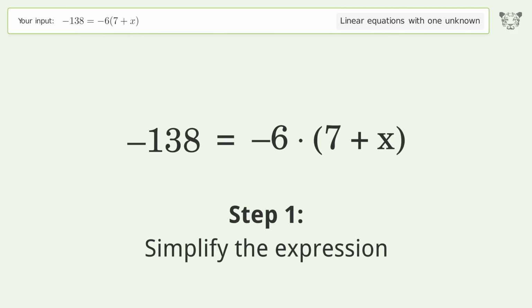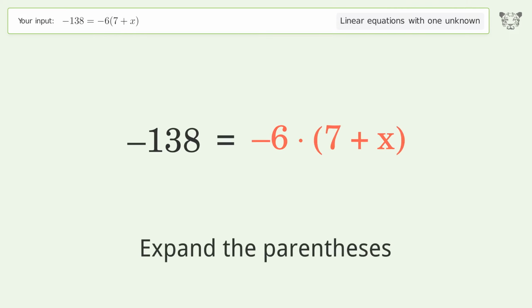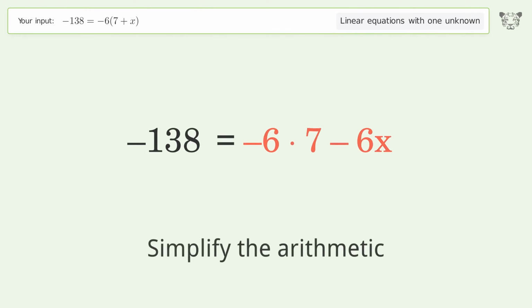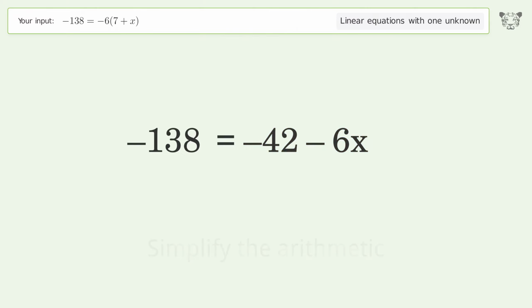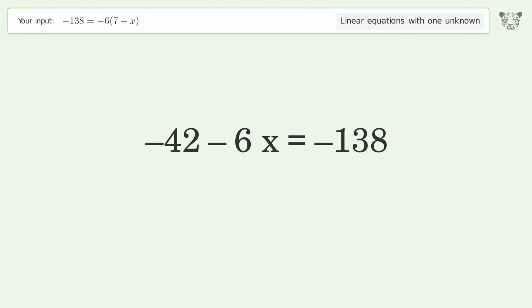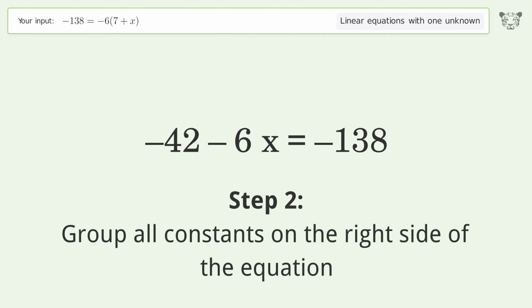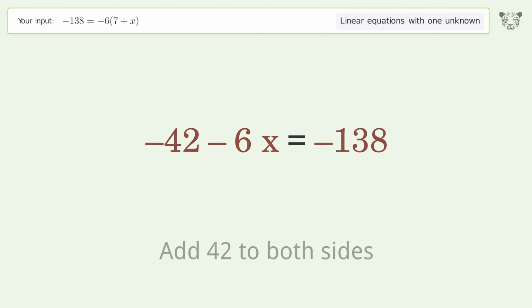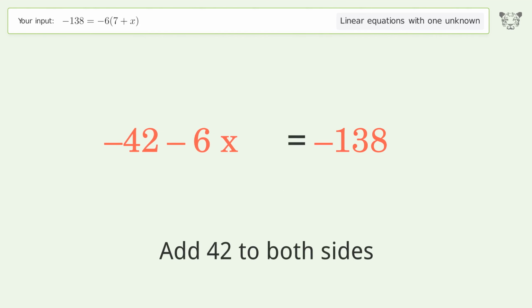Simplify the expression. Expand the parentheses. Simplify the arithmetic. Swap sides. Group all constants on the right side of the equation. Add 42 to both sides.